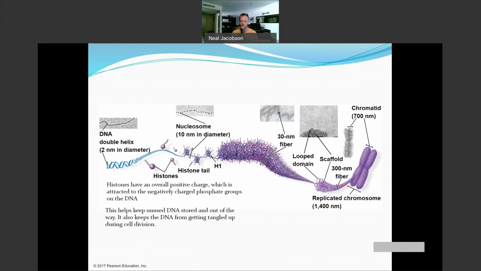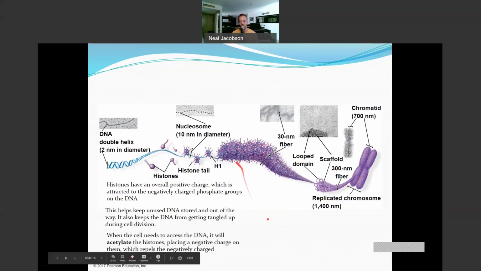You never want to move your house by just taking your dishes and silverware and dumping them in a moving truck. You want to put them all in boxes. You want to keep all your stuff tightly packed so it's easier to do the move. And that's what DNA does: it tightly packs itself up when it's going to move.